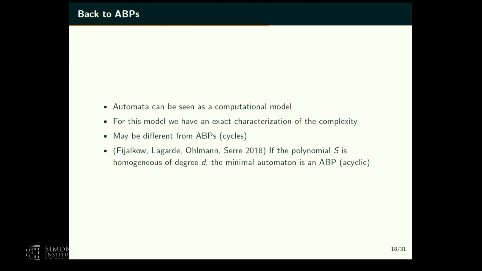So now, if you go back to ABPs, that's what I was thinking of. You have an exact characterization of complexity if you just use automata as a computational model. And the problem is that there may be cycles, and they have an observation that if the polynomial is homogeneous, then a minimal automaton is an ABP. Actually, I wanted to write, and that's on the next slide, I think, that any minimal automaton that you get from the Hankel matrix will actually be acyclic. It doesn't matter on the choice you make.